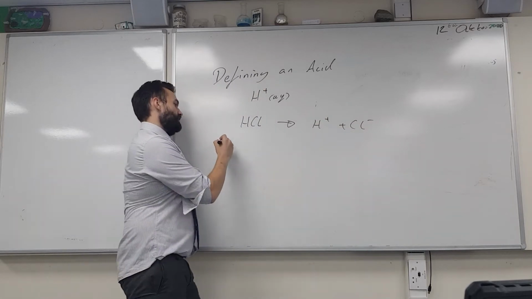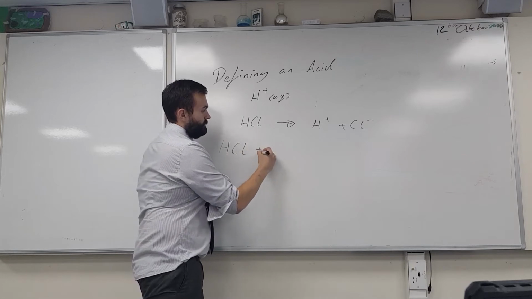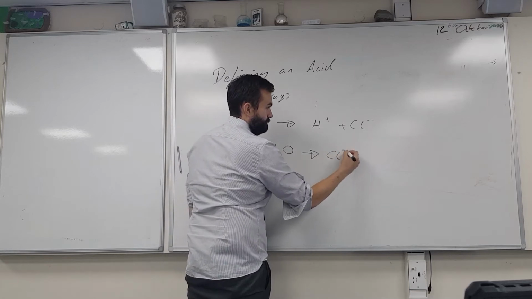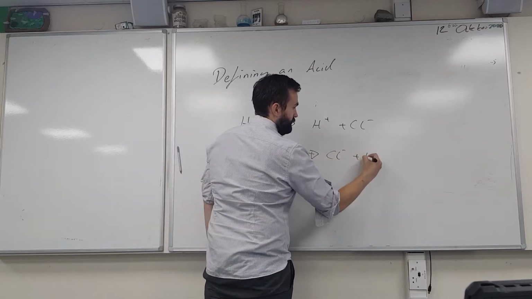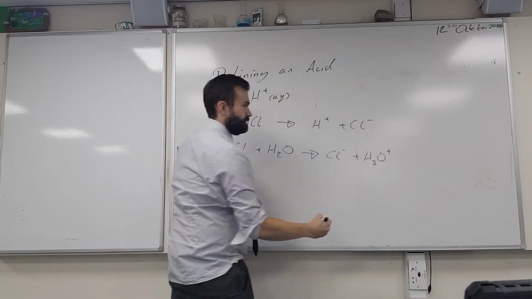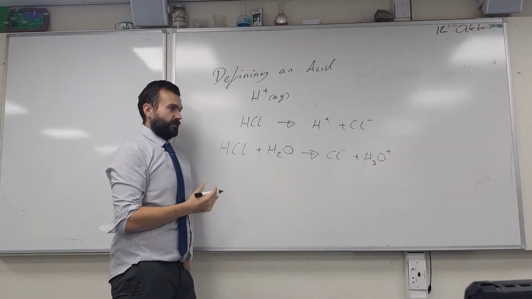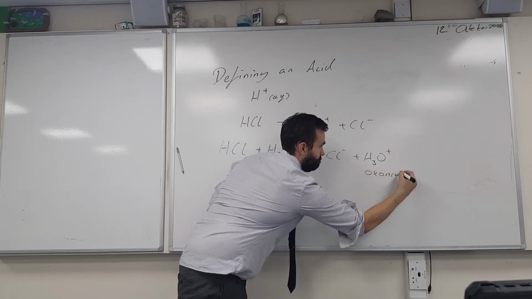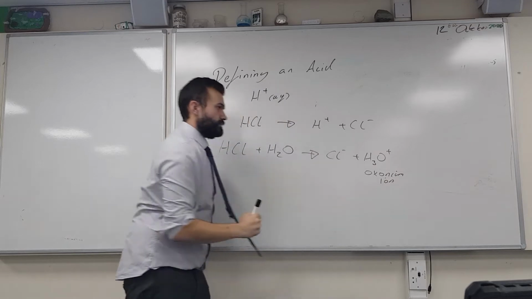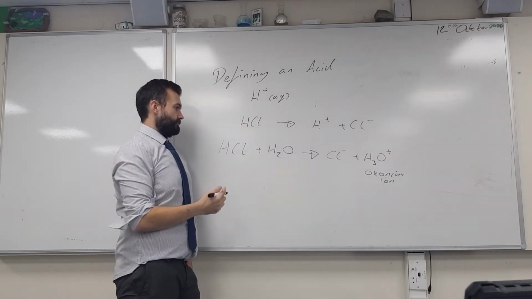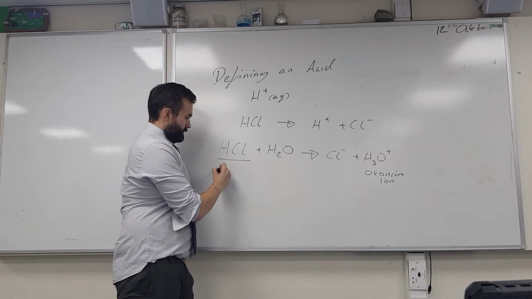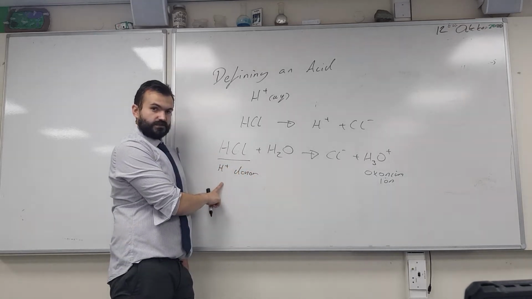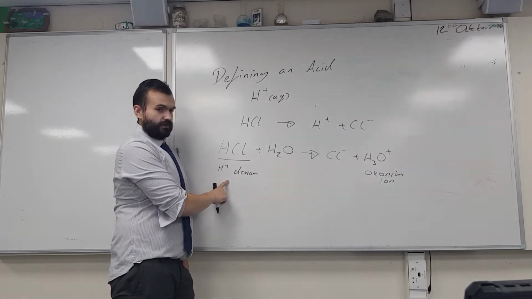But what's actually happened, if we have HCl and we mix it with water, we get our chloride ion and we get H3O plus. And that's an oxonium ion, and we need to know that word. So we've got H3O plus, which is oxonium. This is a proton donor. So that is our acid. Because it's a proton donor, that is our acid.